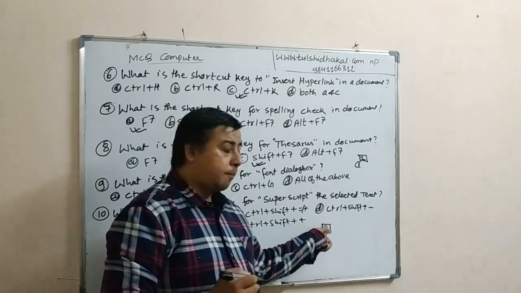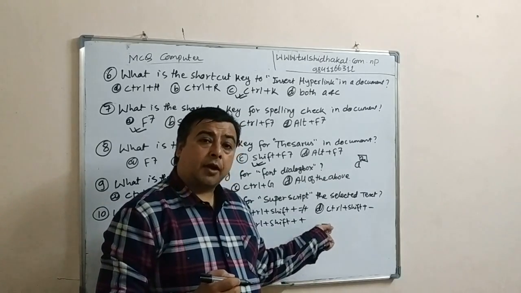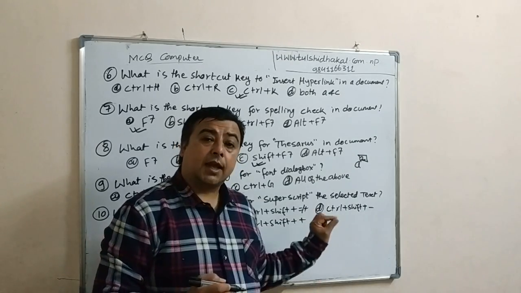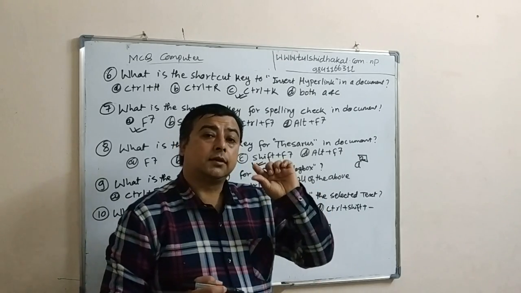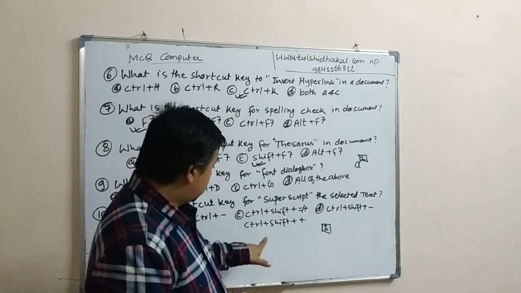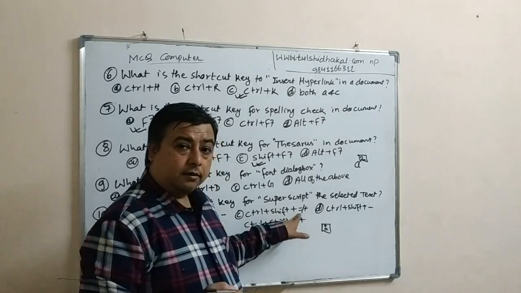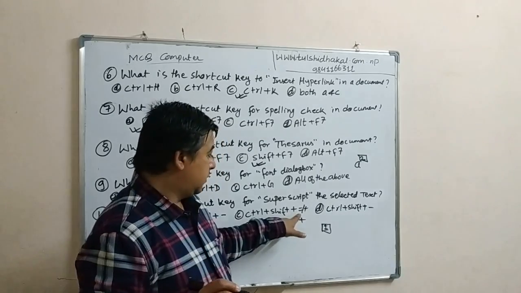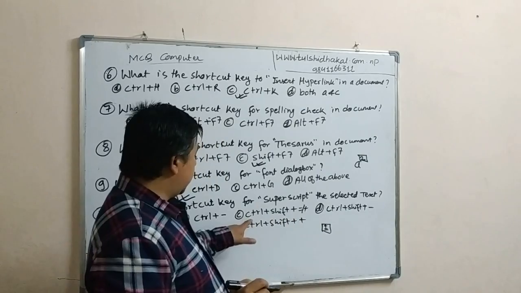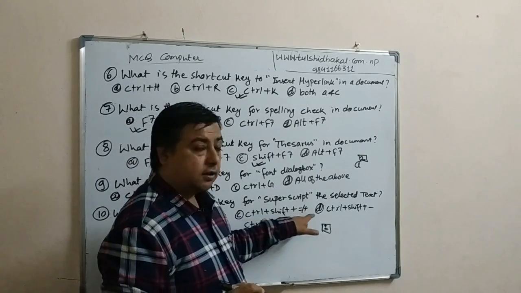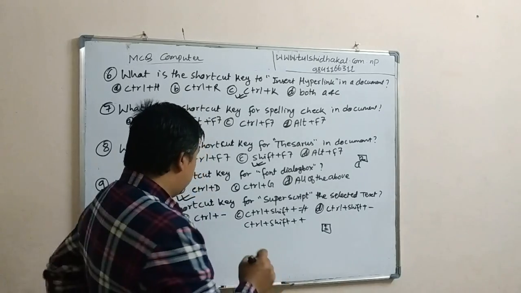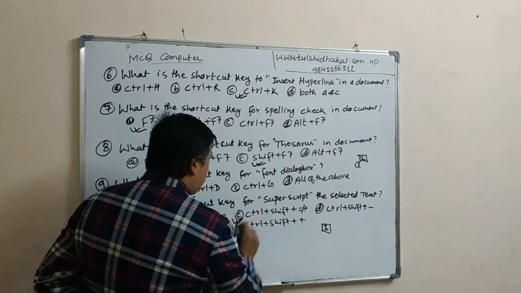So both the plus and equal signs are within a single button. So Control plus Shift plus equal sign, which is given in some options, is also correct. In some it is given Control plus Shift plus plus. So option number C is the correct answer.